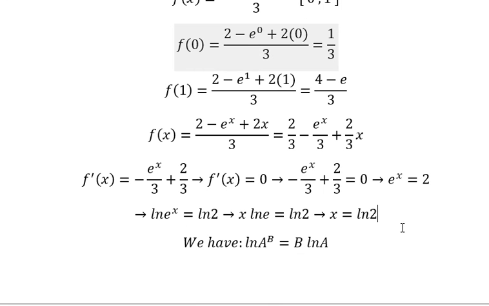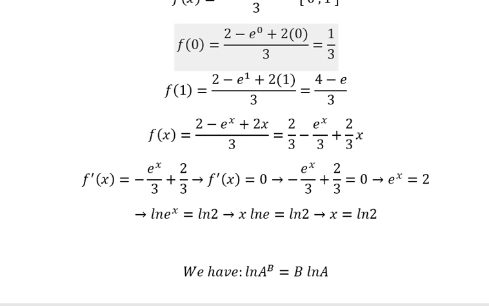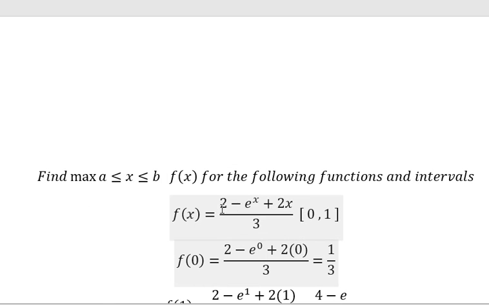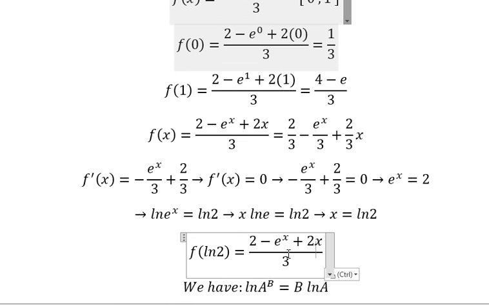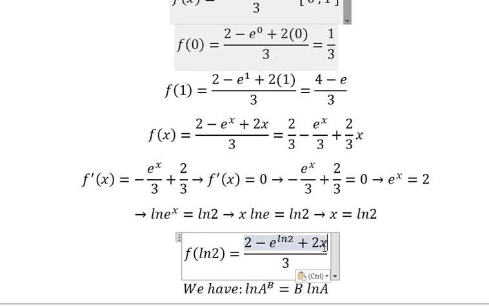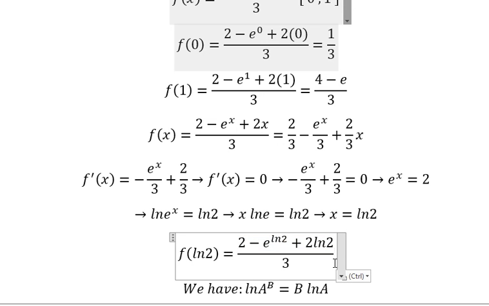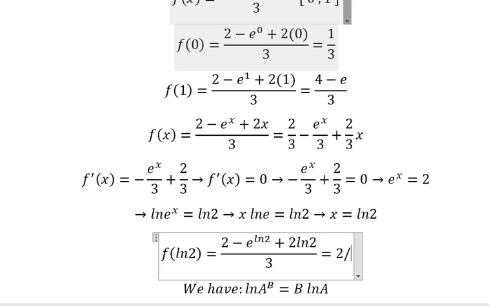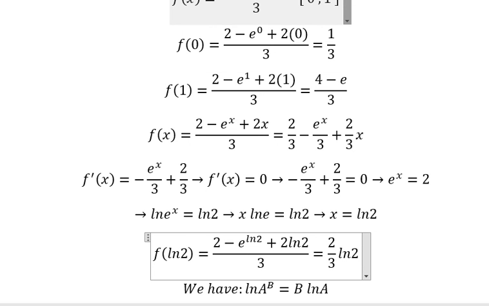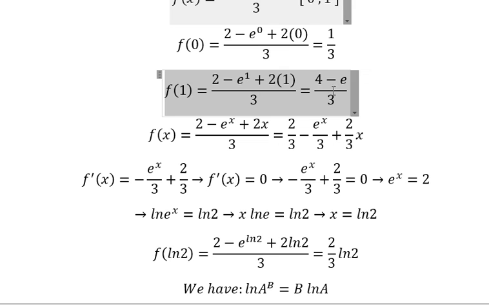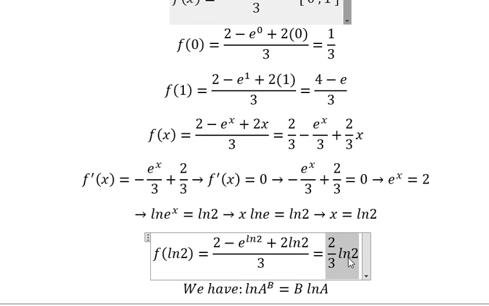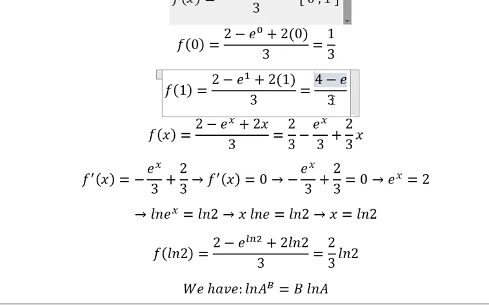And now we put f of ln 2. So we put this one in here. So we simplify and we have 2 over 3 ln 2. Now we need to compare 3 values in here. And we see that this one, that is the maximum when we compare this one and this one.